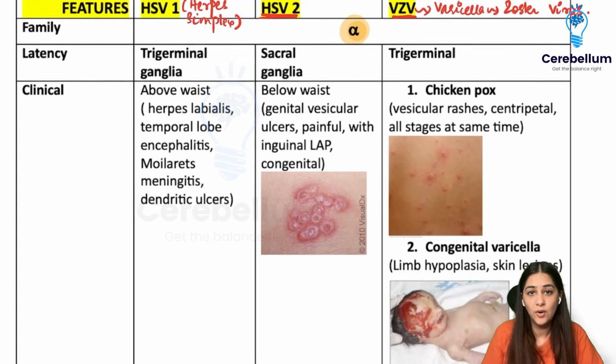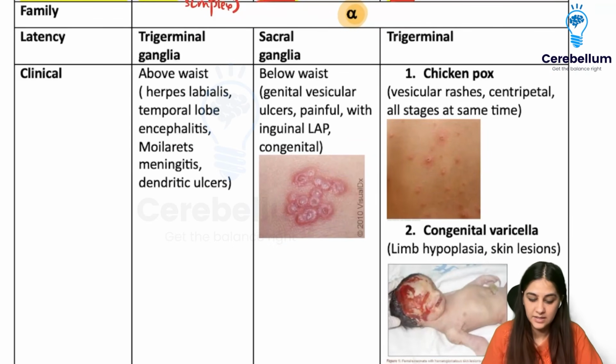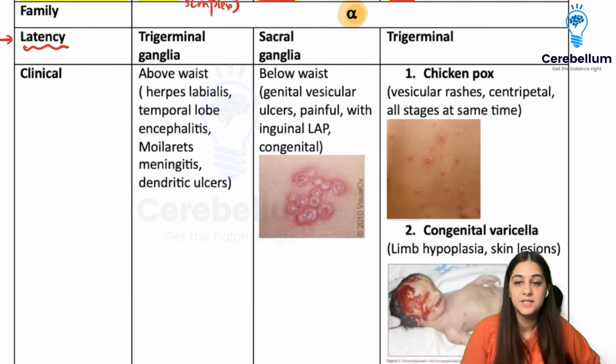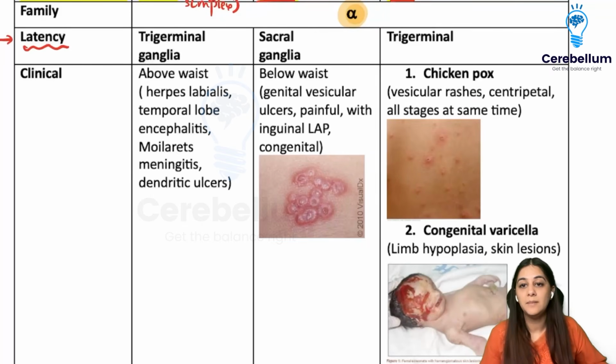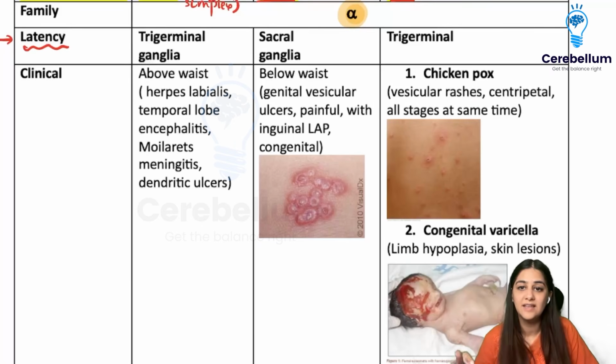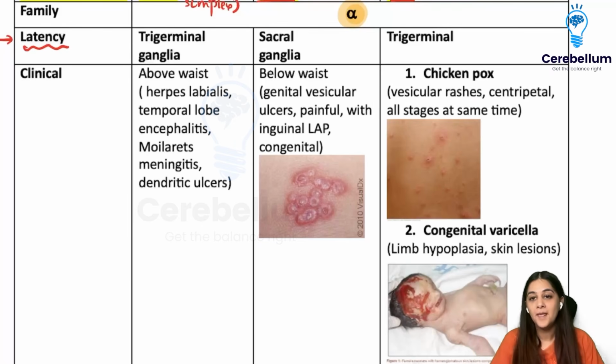The important part about the herpes families is that they form latency in some kind of nerves. That means once you're infected, they might go inside your nerves and stay there for a very long time happily. And eventually, whenever your immune system goes down or something happens, they might come and erupt out.